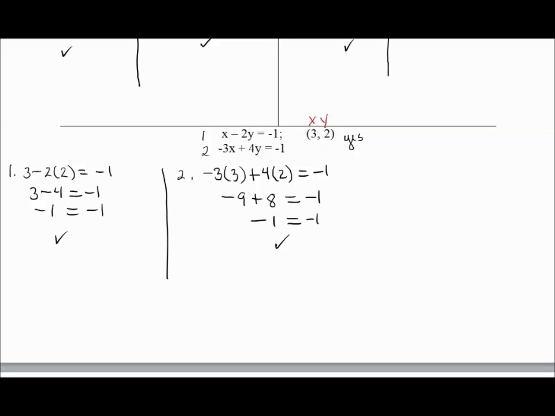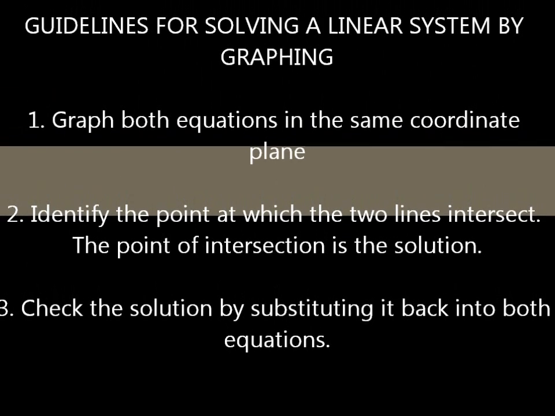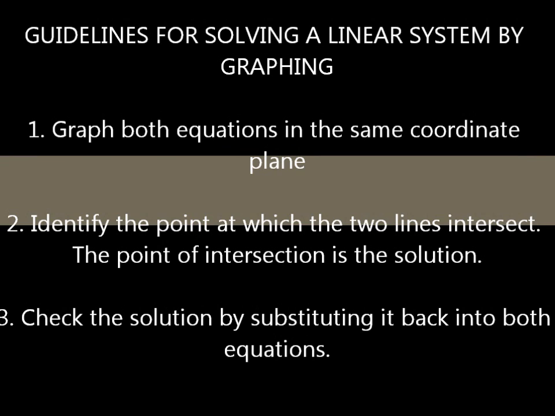Now we're ready to actually start solving the equations by graphing. But before we do so, we need to go over a few of the guidelines for solving a system by graphing. Number 1, graph both equations in the same coordinate plane. Number 2, identify the point at which the two lines intersect. The point of intersection is the solution. And number 3, check the solution by substituting it back into both equations.